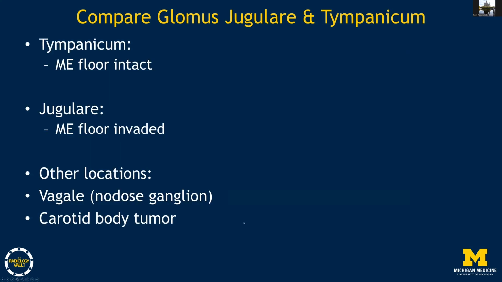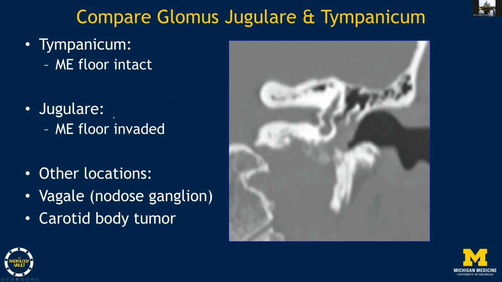So one thing to think about is the difference between a glomus jugulare and a glomus tympanicum. In a glomus tympanicum, the middle ear floor is intact. In a glomus jugulare, it's invaded. So in this case that we showed, it's a tumor of the jugular foramen that has eroded through the middle ear floor into the hypotympanum, and in this case climbs up to the mesotympanum. If this middle ear floor were intact, then the tumor would be isolated to the jugular foramen and it would never make its way in there.